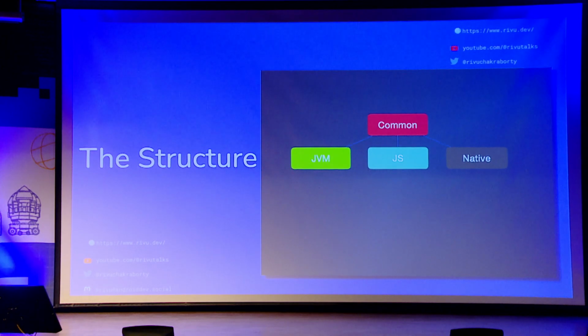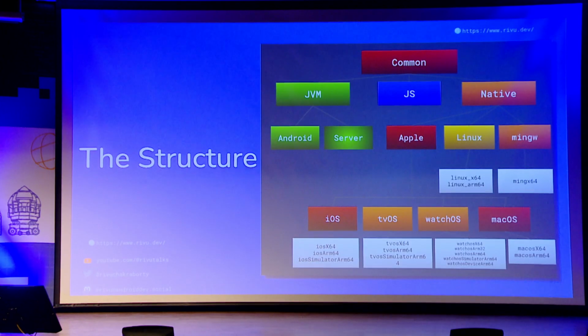So all the code that you want to share, you put it in the common. Then for each platform you are targeting, you add that platform-specific code, right? That you can write in Kotlin or that you can write in a platform native language. That's completely your choice. Now, these are all the platforms that KMP supports.